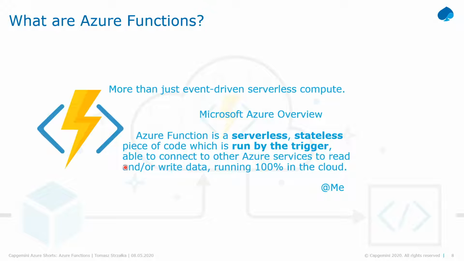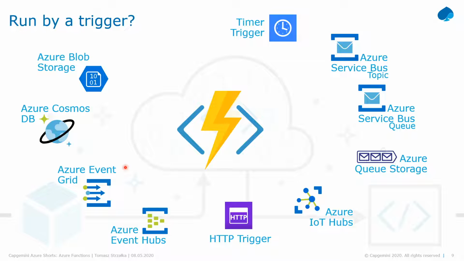As for the last part, run by a trigger, Azure Function can be triggered by multiple sources. Those are examples of many ways to run our Azure Function. Well, most of them, like this Azure Blob storage and other means, are basically fully fledged Microsoft Azure services. So we are not going to talk about them because they all deserve their own presentation.